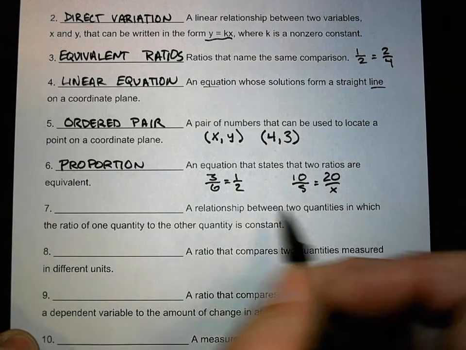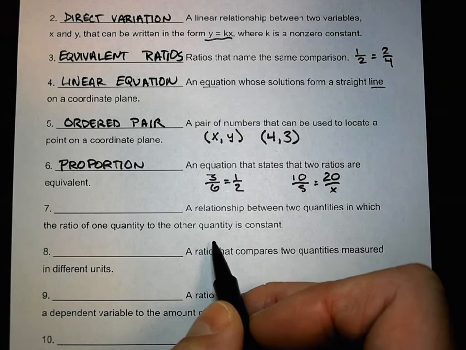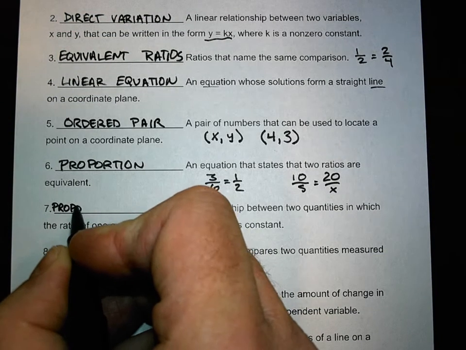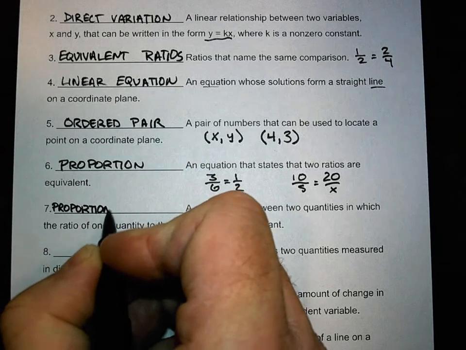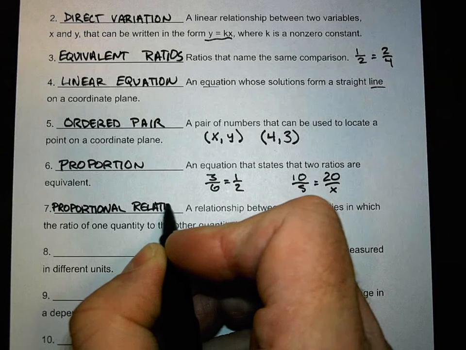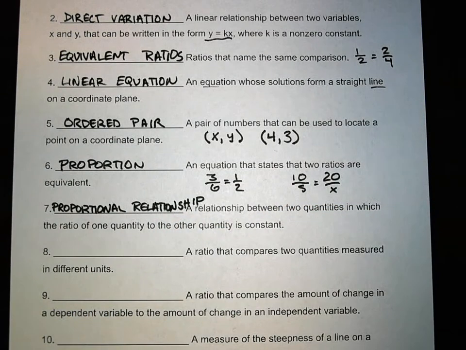Congratulations. A relationship between two quantities in which the ratio of one quantity to the other quantity is constant. This is a proportional relationship. We're going to do proportional relations, and the term proportional relationship and direct variation are really the same thing. A proportional relationship always starts at 0. The ratio between the two quantities is exactly the same.